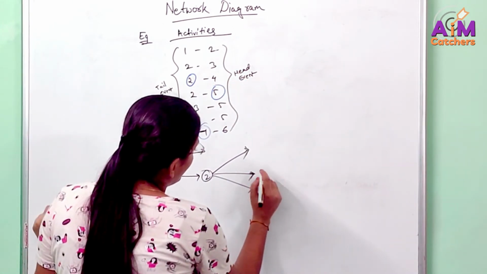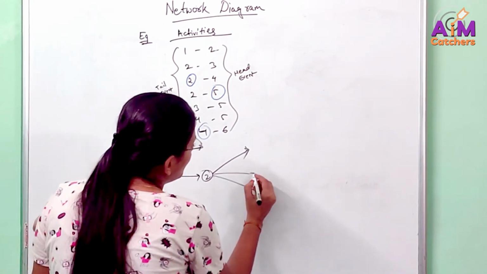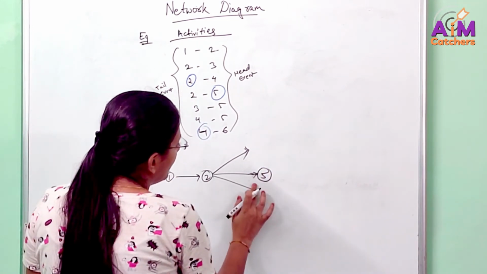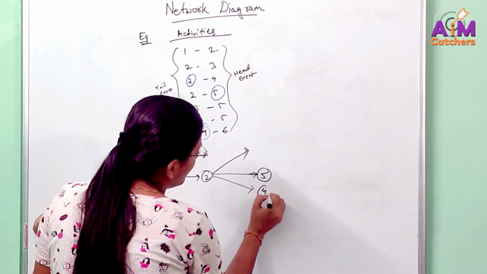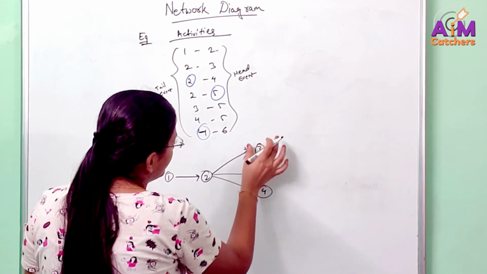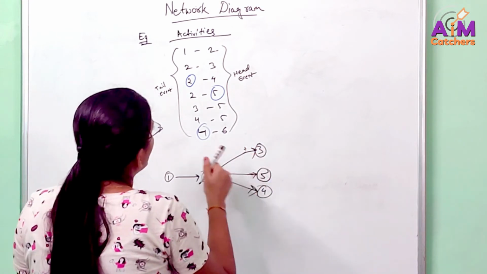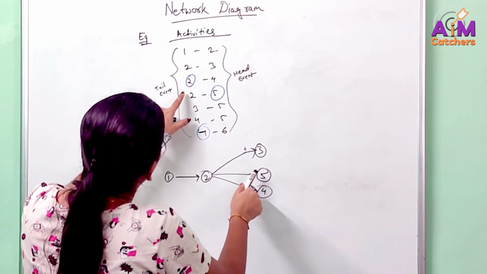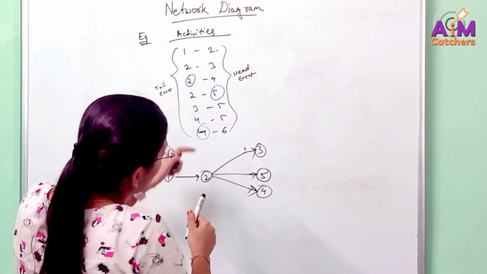5 is coming from all of these sides. Let's keep 5 in the middle. Okay. So 2 is leading to 5. So 5 is in the middle. And now let's number this one as 4. Okay. And this one is 3. So we are satisfying this rule. From 2 it is going to 3. From 2 it is going to 5. From 2 it is going to 4.